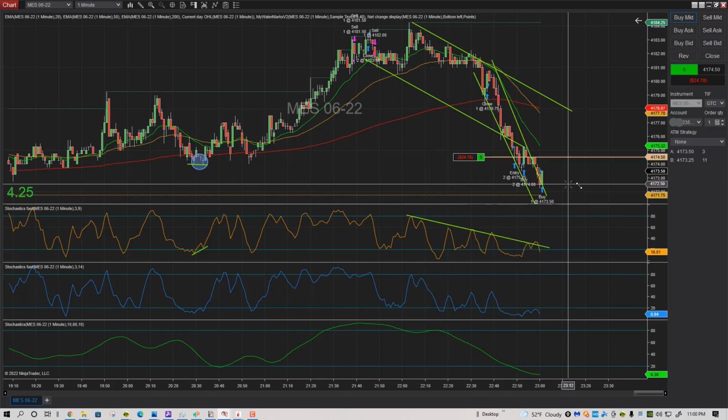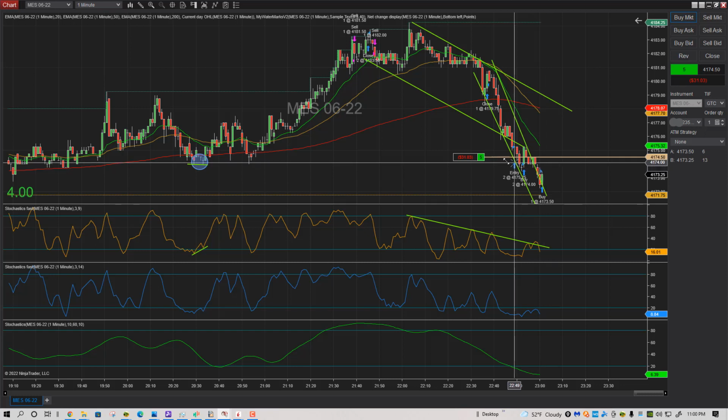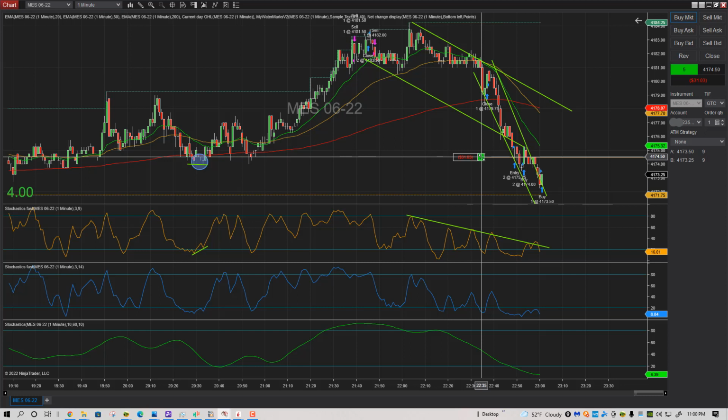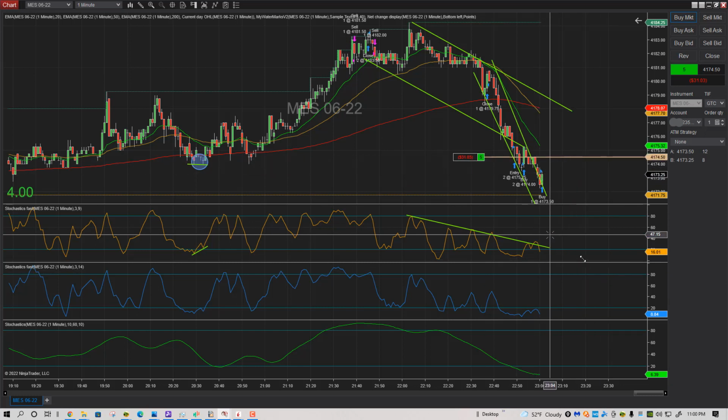1/10 of an ES. So every point you're moving on an ES is $50. Every point you're moving on the MES is $5. Every point that I'm moving now, and I'm holding 5 contracts, is $25. Good.